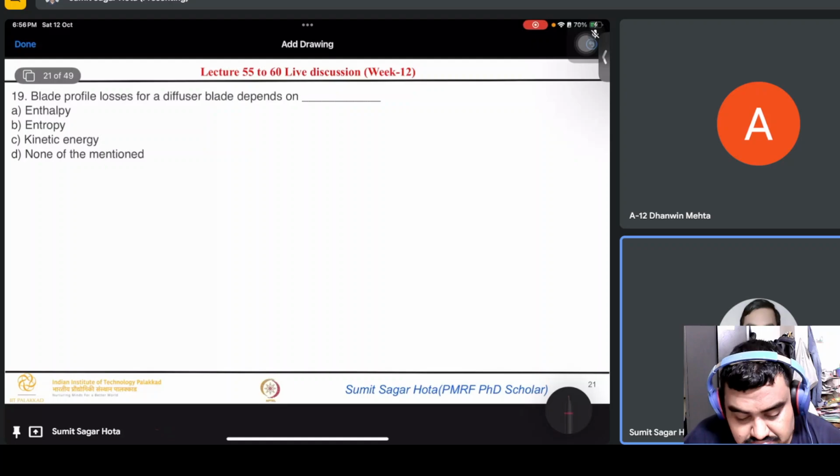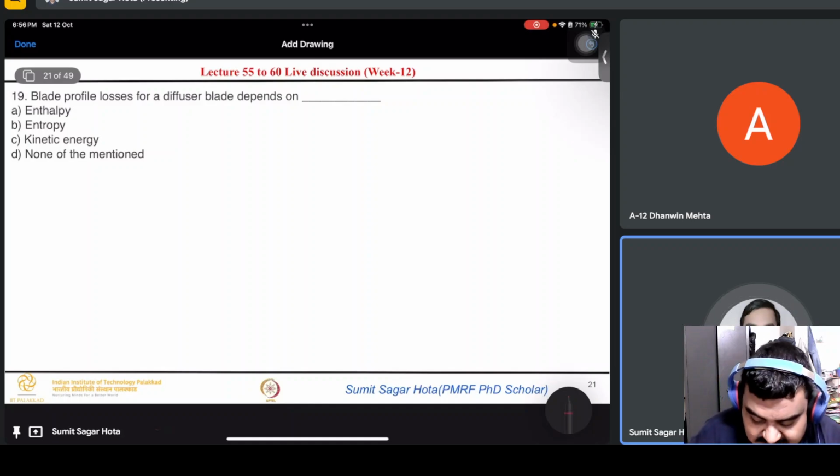Blade profile loss means there is a change in profile due to which the velocity will change. If there is a velocity change, then kinetic energy comes into importance. It depends on the kinetic energy.